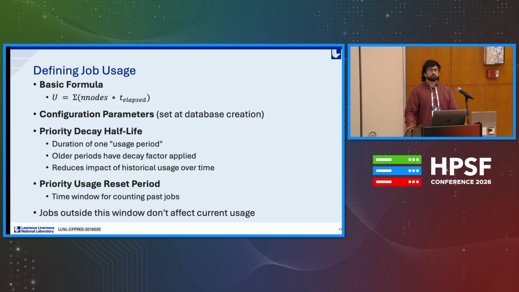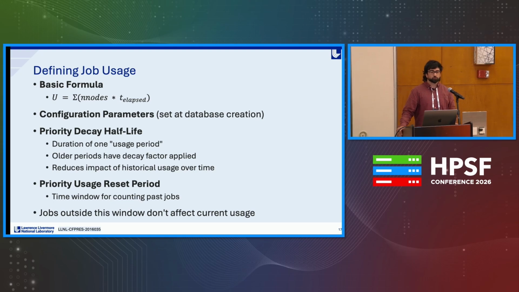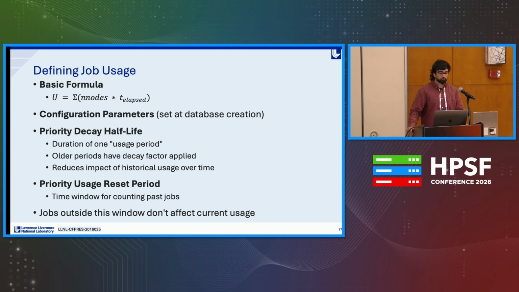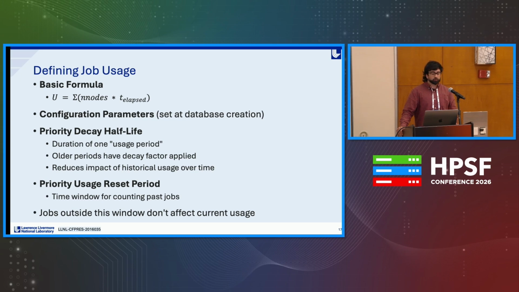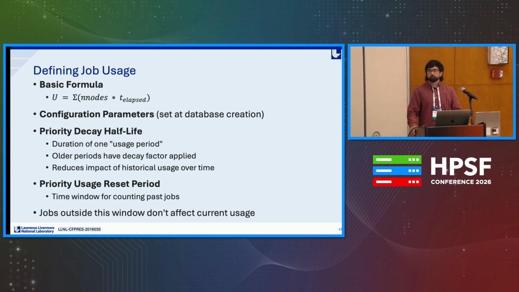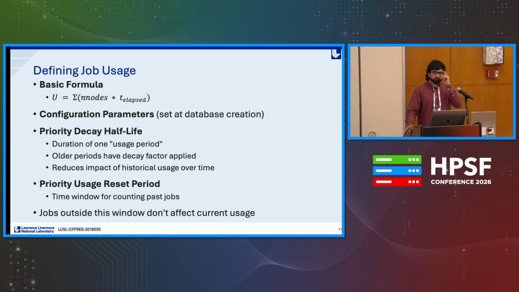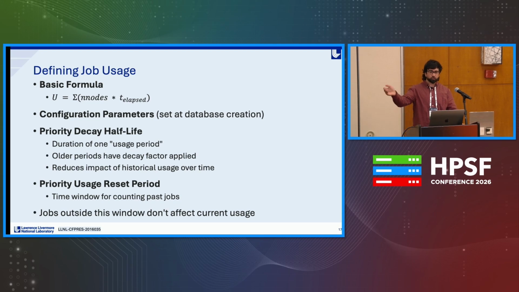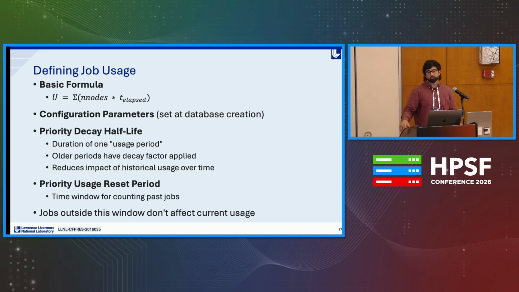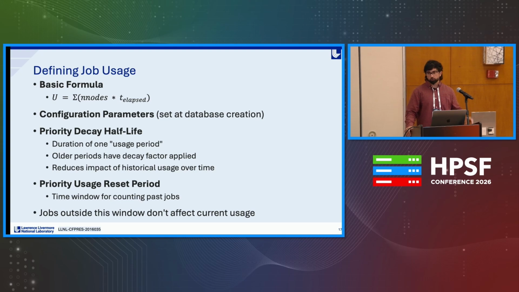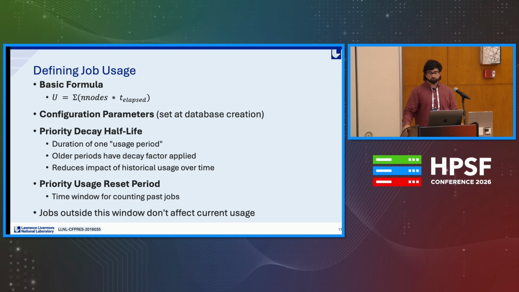The way that it decreases in importance is determined by two different configuration parameters that are set when the flux-accounting database is first set up: the priority decay half-life and the priority usage reset period. The priority decay half-life parameter represents one usage period where jobs are considered. And as time goes on and that usage period gets older and older, a half-life decay is applied to that job and it becomes less and less relevant to an association's actual current utilization of a system, up until its reset period where it's no longer considered at all towards an association's actual usage of a system.